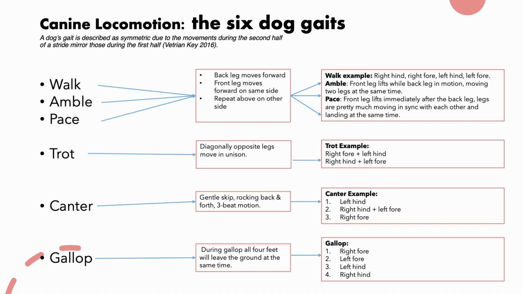Outlined in this slide are the 6 dog gaits. And just to run through them quickly, going from slowest gait to fastest, we have walk, amble, pace, followed by trot, canter, and gallop. You'll see from the slide that there are differentiations in the way the paces are carried out.